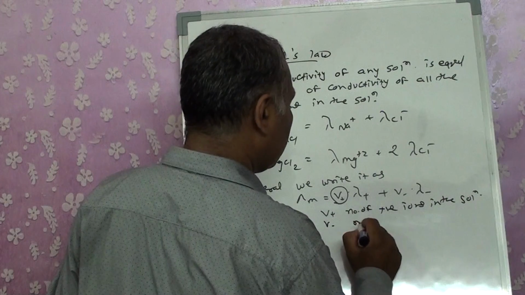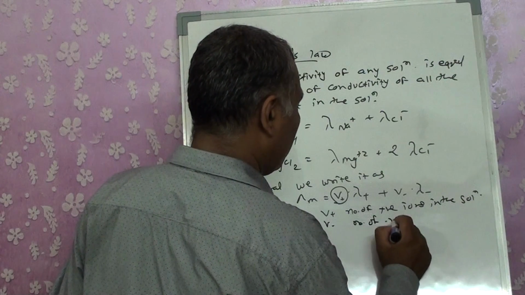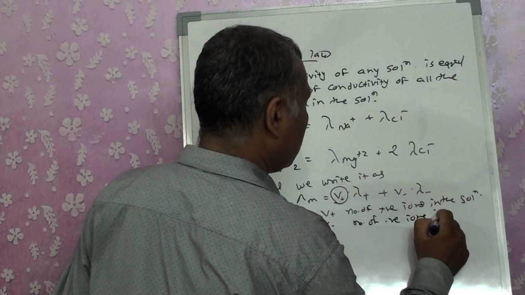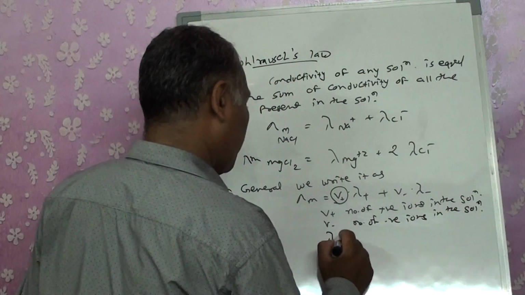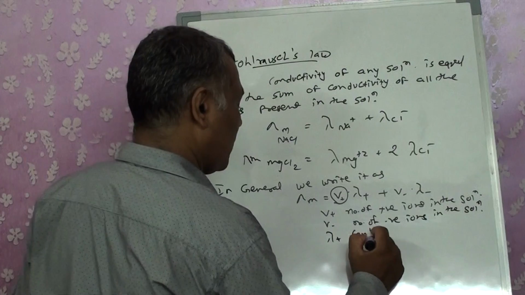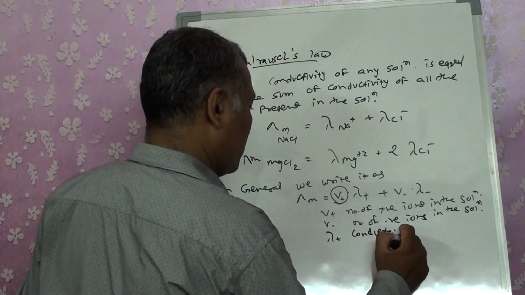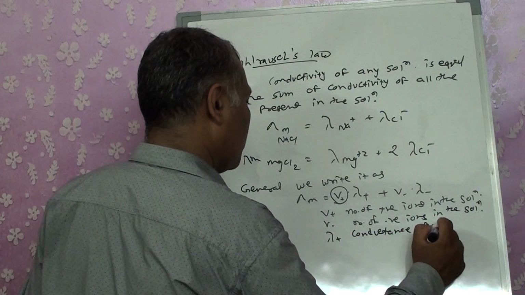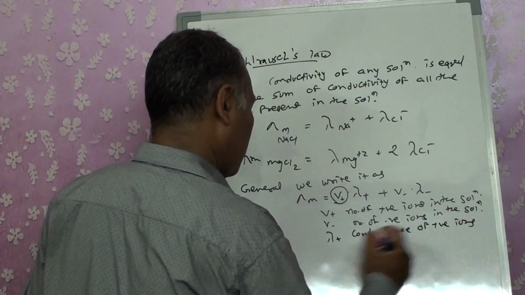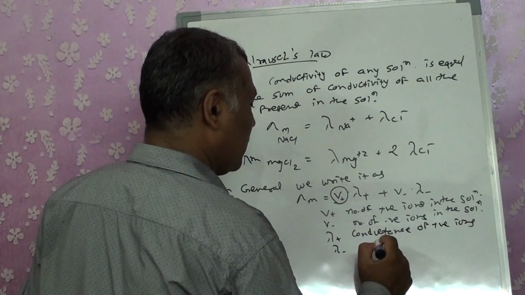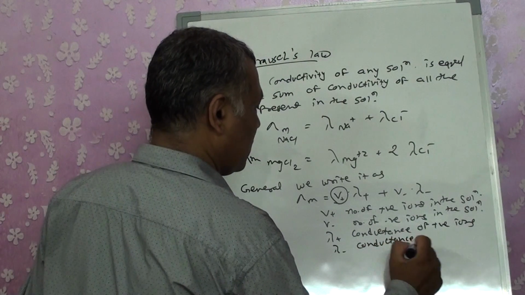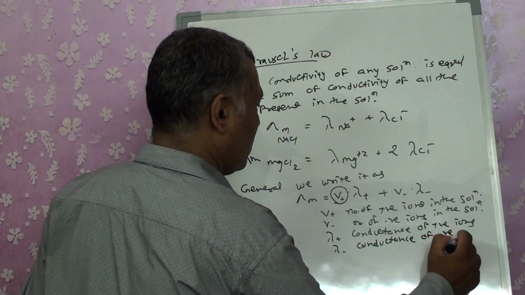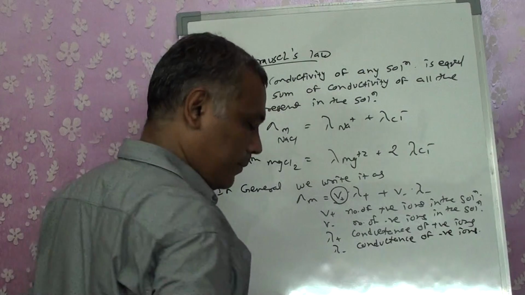V minus indicates the number of negative ions in the solution. Lambda plus indicates the conductance of the positive ion, and lambda minus indicates the conductance of the negative ion, right?